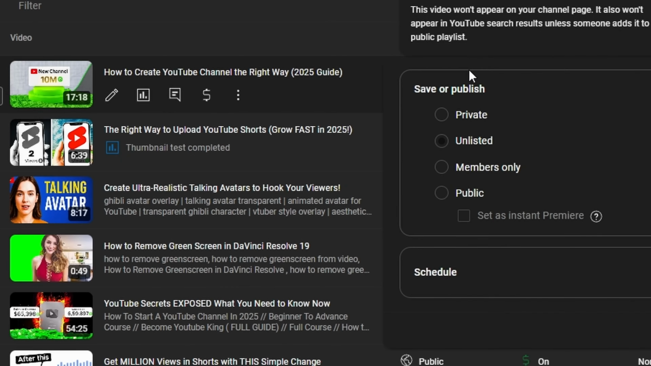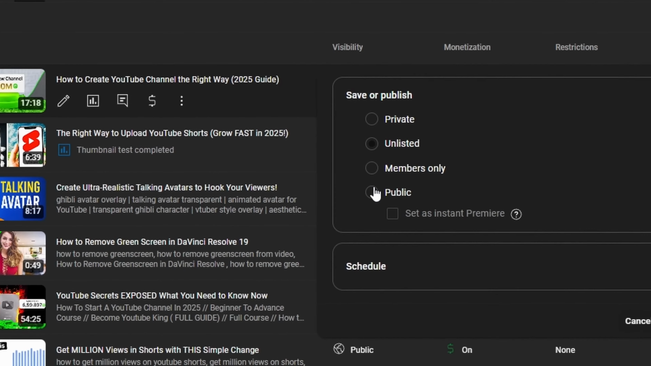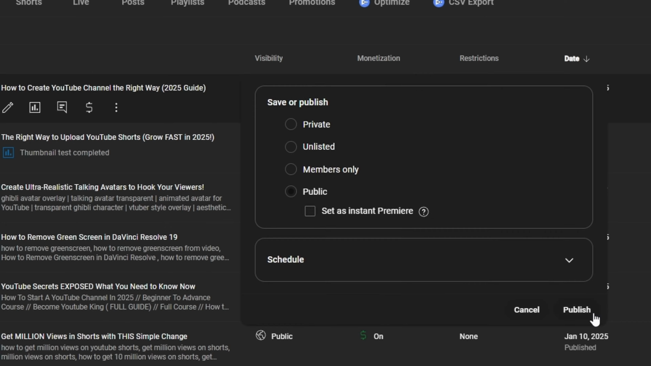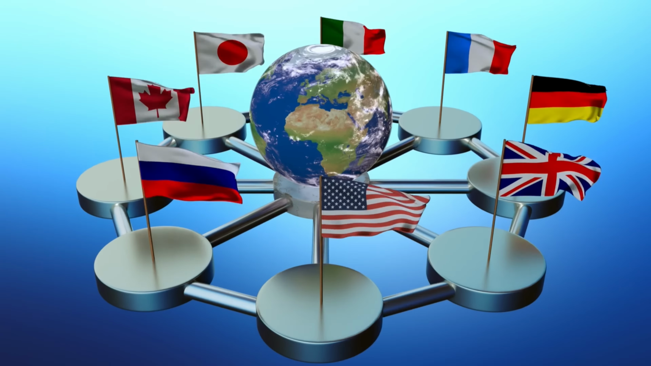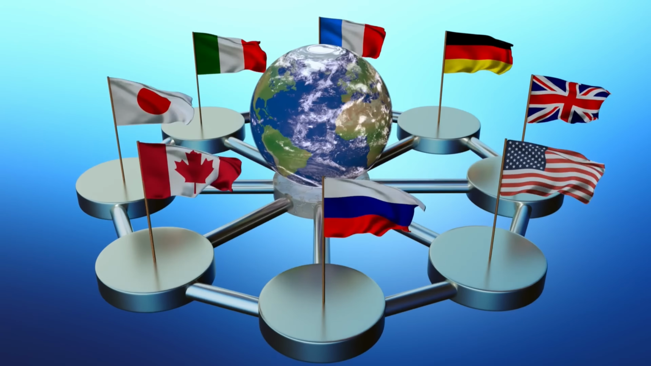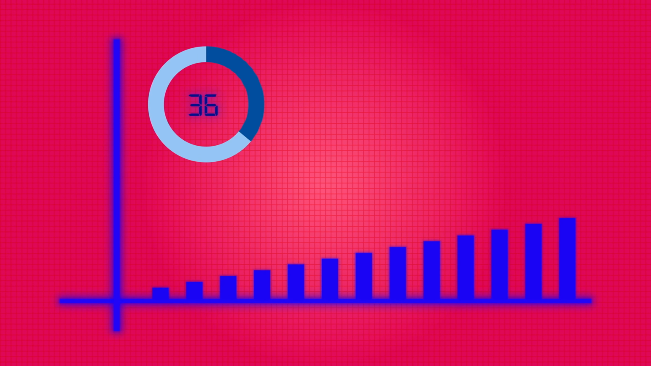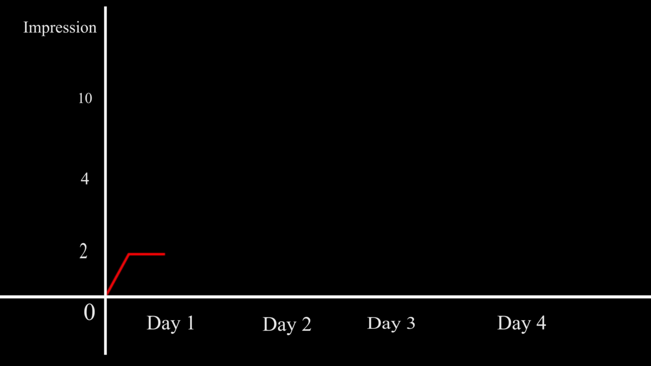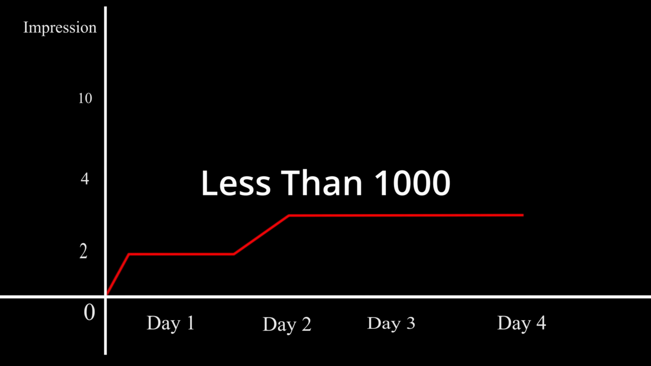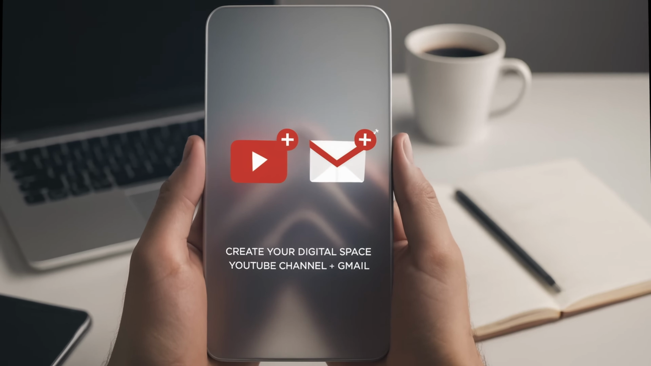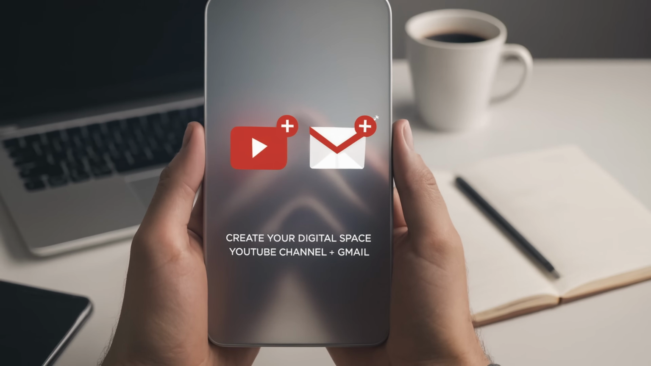Once you've updated all languages, go back to the video section again and change your video visibility to Public. YouTube will now send your video to all 11 dubbed countries, so you'll get impressions from each of them and see a sharp boost in your views. If you consistently fail to get more than 1,000 impressions, even after following every step I've shown, then it may be time to create a new channel with a new Gmail account.